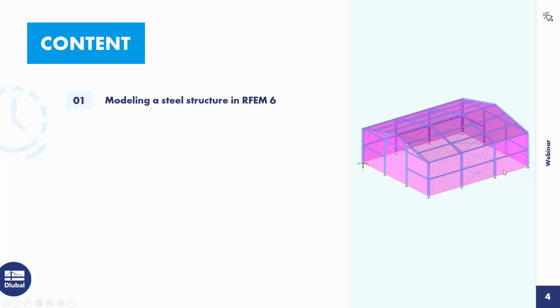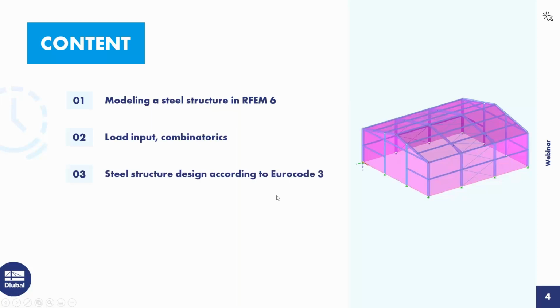To the agenda today: the first point is modeling a steel structure in RFEM6. On the right side, you can see the full, completed model. The second point is the load input and combinatorics. Then Andreas will design the structure according to Eurocode 3 and prepare documentation in the printout report. Then I hand over the screen to Andreas. Okay, it's your turn, Andreas.